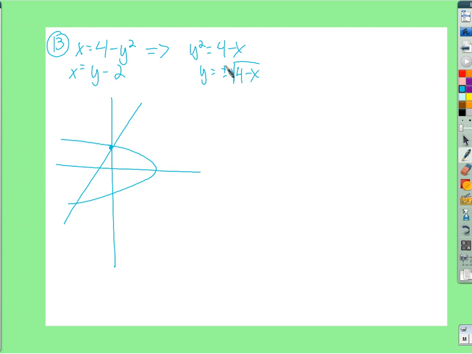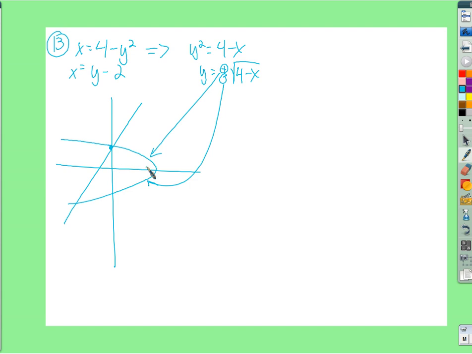So positive square root of 4 minus x would be that guy, and then negative square root of 4 minus x. So we treat this like the top function, this like the bottom function, and we then would have to figure out where, well, that's not true. This is x, obviously x equals 0.